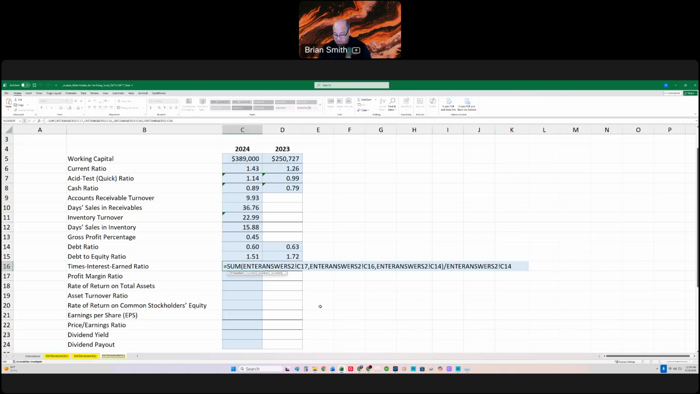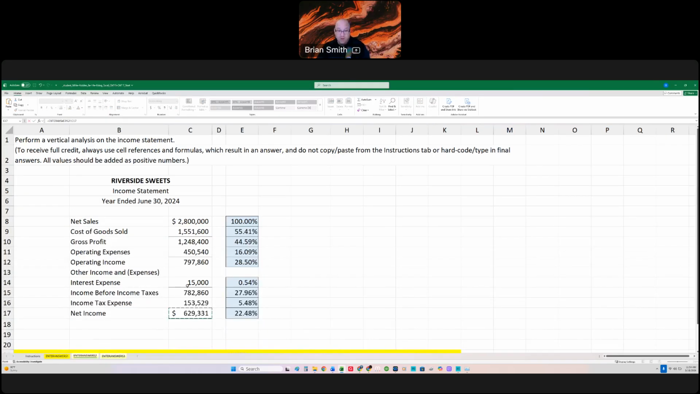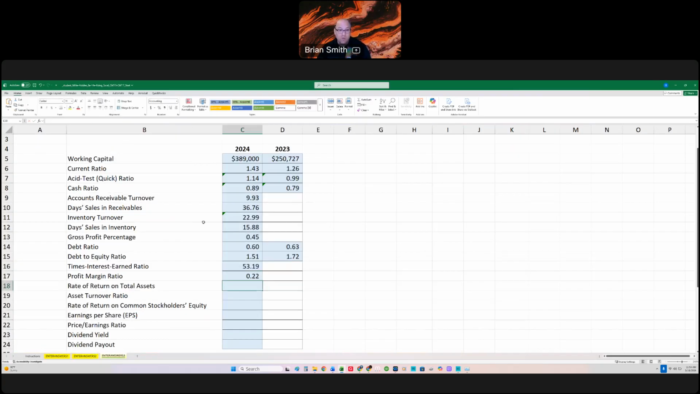Profit margin ratio is net income divided by net sales. We're going to hit equals, go to enter answers 2, net income divided by net sales. Profit margin ratio, 0.22. Rate of return on total assets. Sorry, here's your formula again. I keep forgetting. Rate of return on total assets.